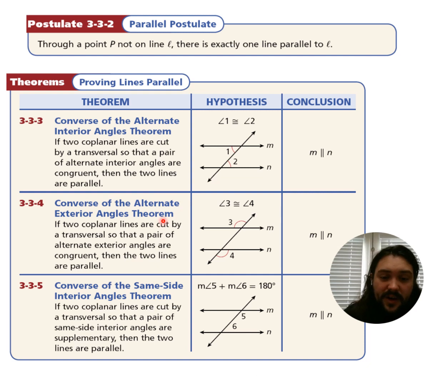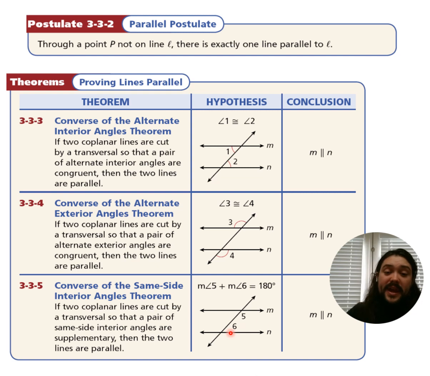The converse of the alternate exterior angle theorem is very similar. The only difference is you're proving this because the exterior angles are congruent, not because the alternate interiors are, right? So we know that they're parallel because of this alternate exterior relationship. And then the one that's a little bit harder is the converse of the same side interior angle theorem.